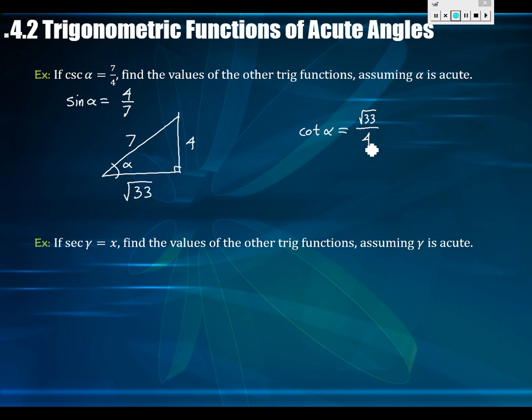By the way, this is another new Greek letter for you. This is not Y. This is a gamma.